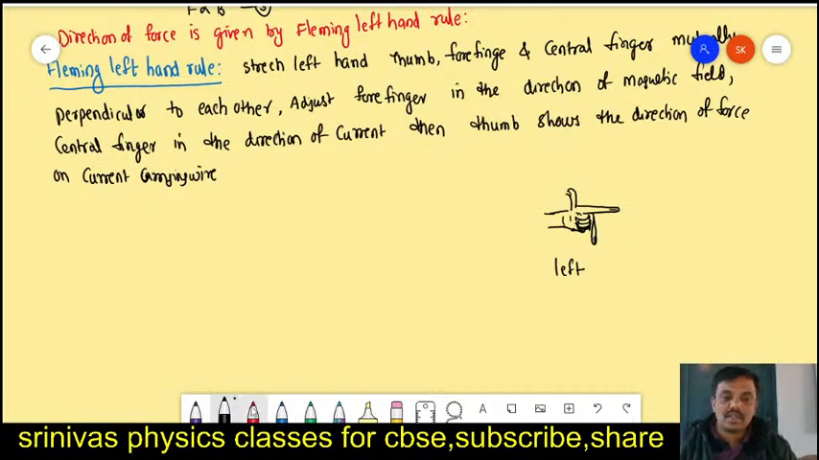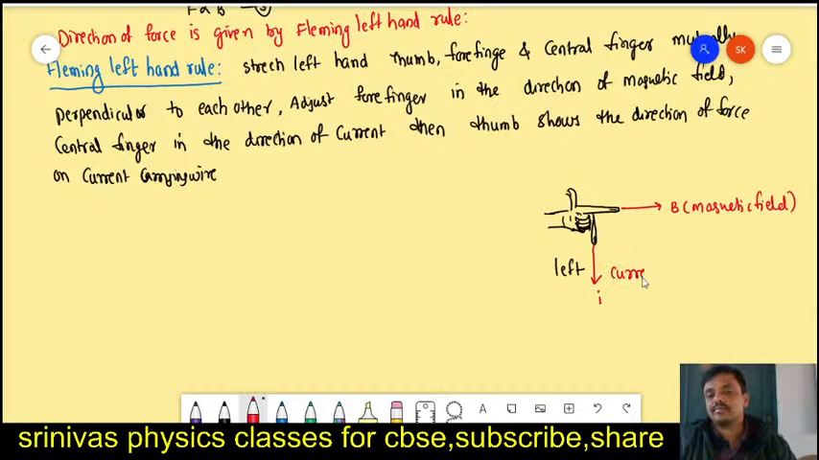Adjust the forefinger in the direction of the magnetic field. How do we know the direction of the magnetic field? The magnetic field is away from the north and towards the south. Then adjust the central finger in the direction of the current. Then the thumb indicates the direction of the force.